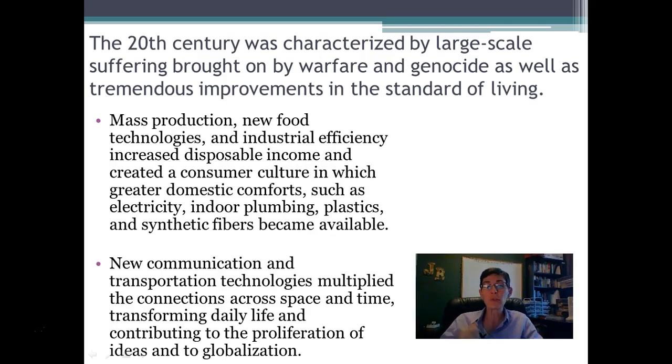Mass production, new food technologies, and industrial efficiency increased disposable income and created this consumer culture in which greater domestic comforts such as electricity, indoor plumbing, plastics, and synthetic fibers became available. So this is where you get the massive improvement in the standard of living. The idea that we could be more hygienic.